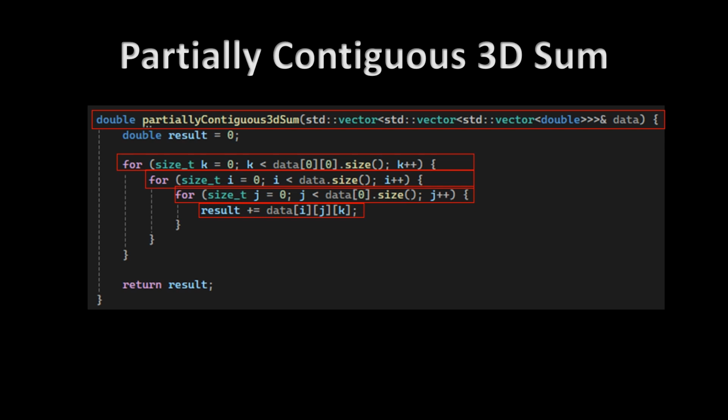This partially contiguous approach results in a performance level between the fully non-contiguous and fully contiguous methods. It demonstrates that even partial optimization of memory access, by ensuring contiguity along at least one dimension, can lead to measurable performance improvements. However, it also highlights the continued benefit of achieving complete contiguity for maximum cache efficiency.